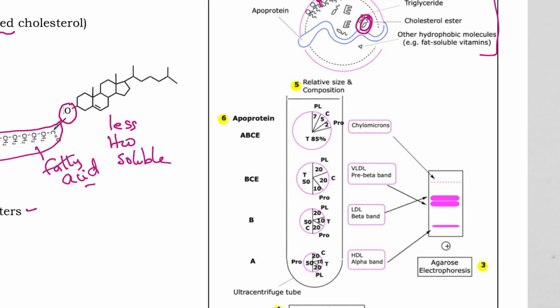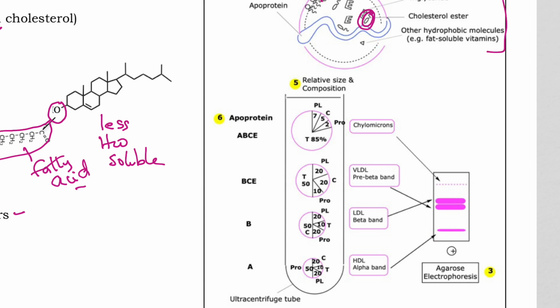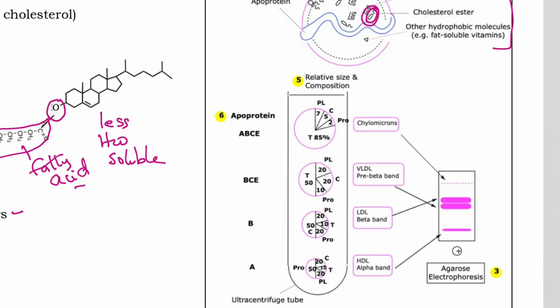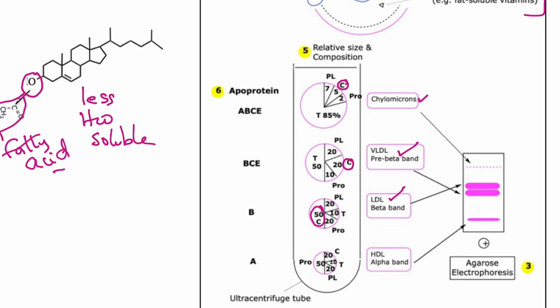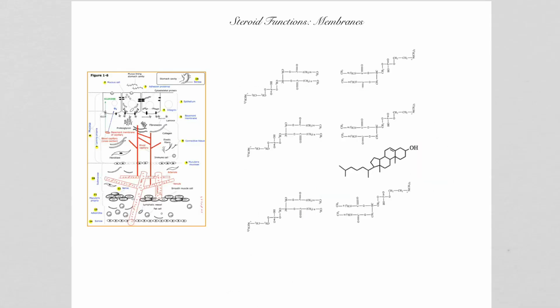So cholesterol is a component of all the different types of lipoproteins. We'll talk about lipoproteins in a future video, but there are different types of lipoproteins. Chylomicrons have cholesterol. Very low density lipoproteins, or VLDL, have cholesterol. Low density lipoprotein, or LDL, has a huge 50% cholesterol, and the particle HDL, or high density lipoprotein, has about 20% cholesterol. So cholesterol is found in all these different types of lipoproteins.